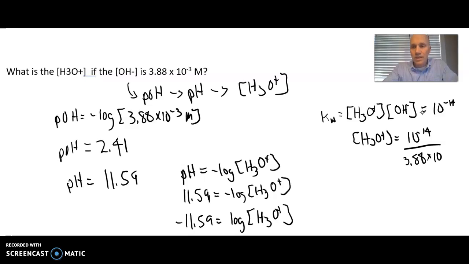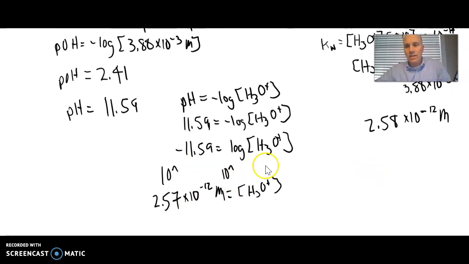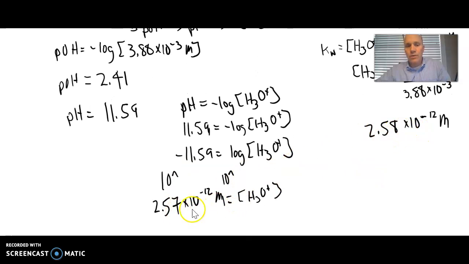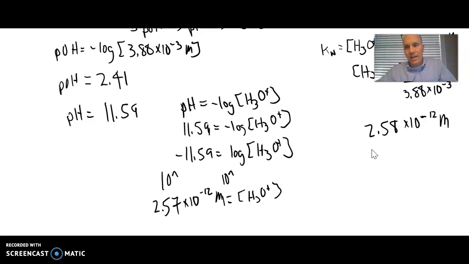3.88 times 10 to the minus third. And if we do that, hopefully you can see the number that comes out on my calculator. It's right here. Notice that it's essentially the exact same thing as this. The reason that the last digit is slightly off is just from rounding, which is not that significant.